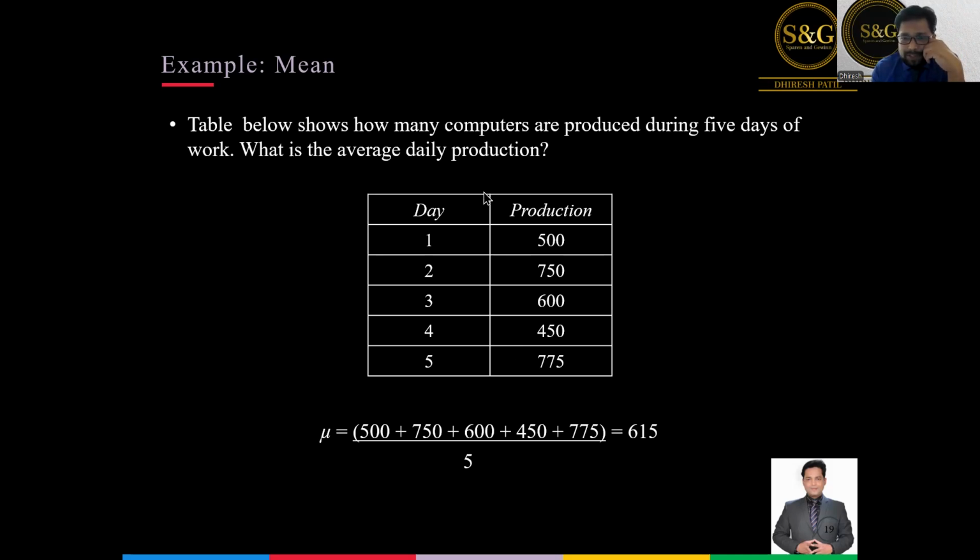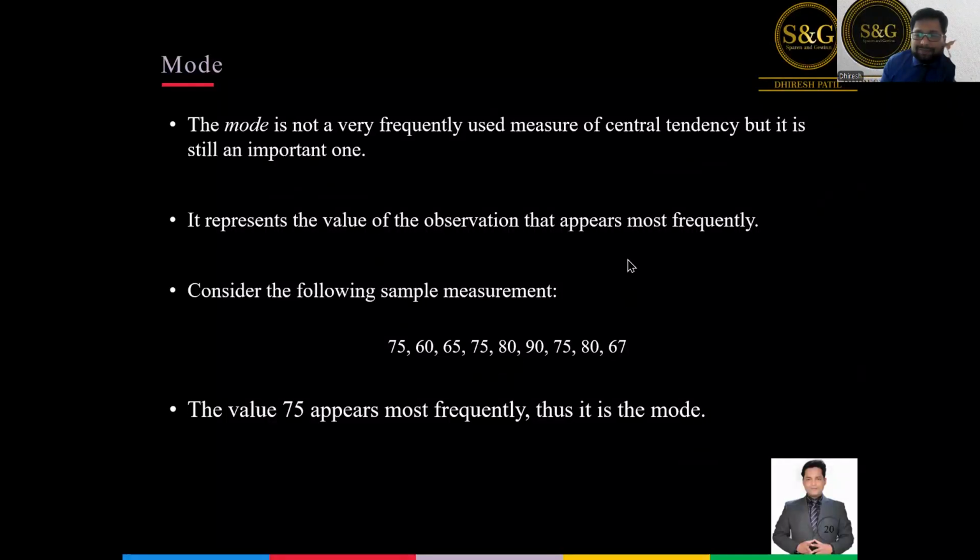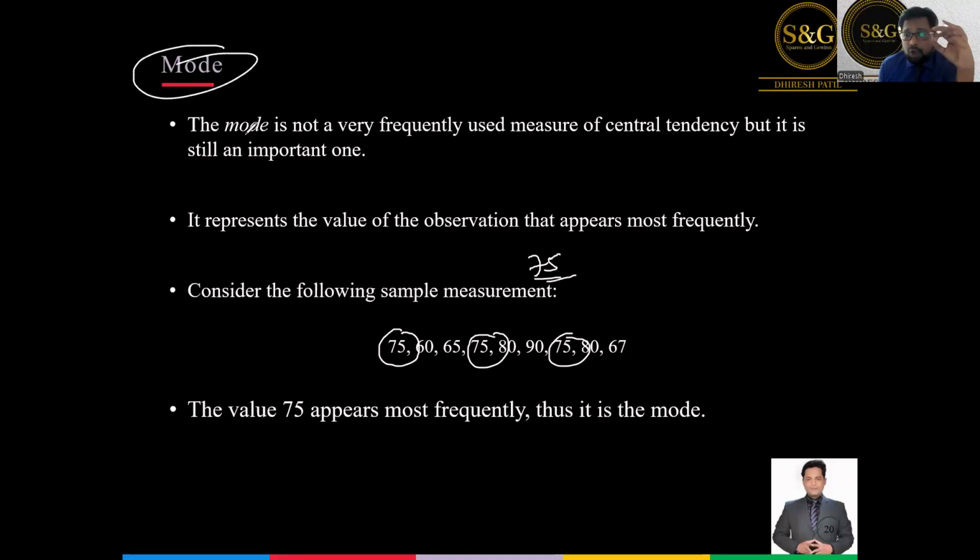Which data point occurs most frequently? It is 75. This is 1, this is 2, this is 3. So 75 is called the mode. Mode is the maximum frequently occurring value. If I draw it, this frequency, the highest peak, is called the mode.